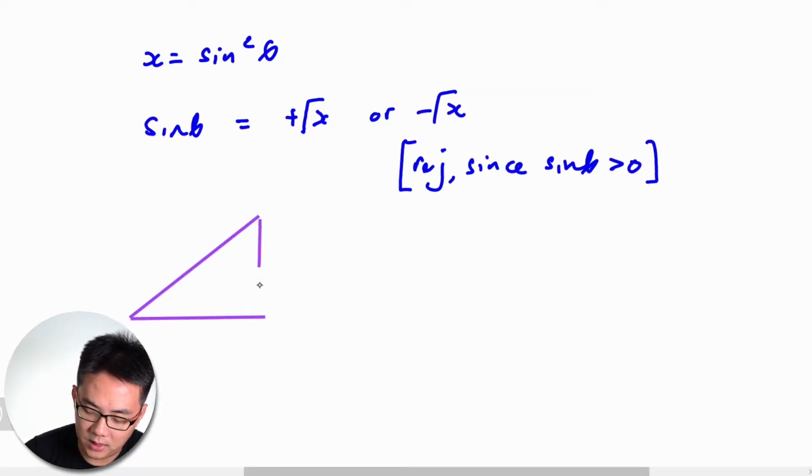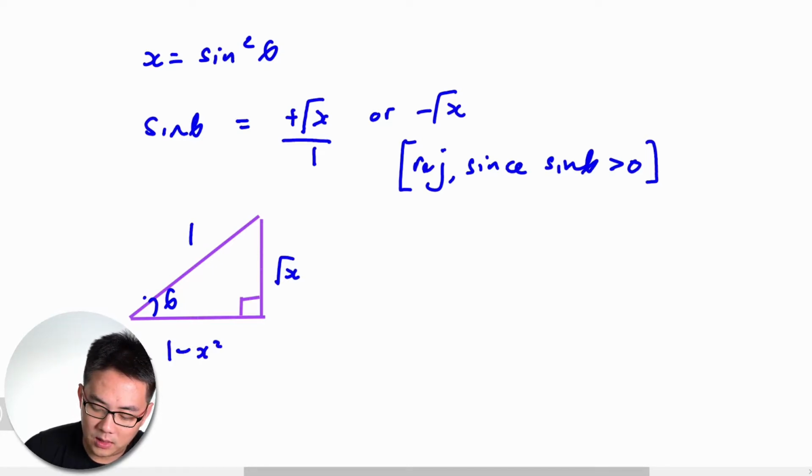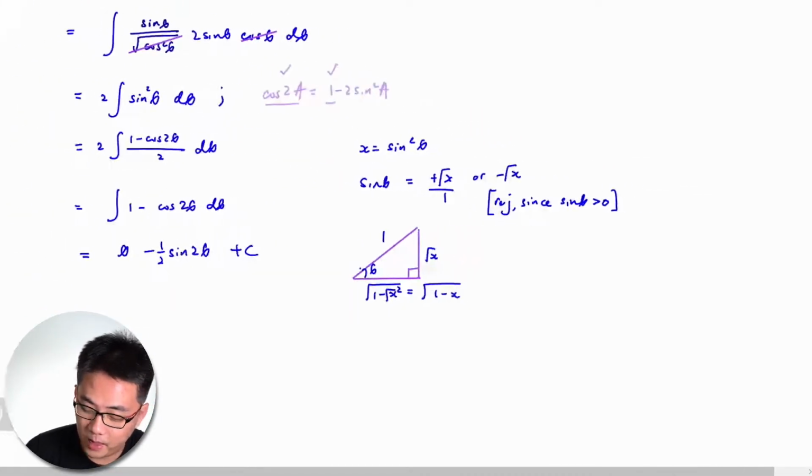So this part here is in quadrant 1. You could safely draw a Q1 triangle here. So this is root x over 1, opposite. So this is square root of 1 minus x, by Pythagoras. So there you go.